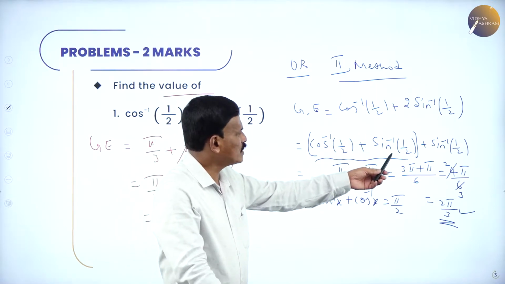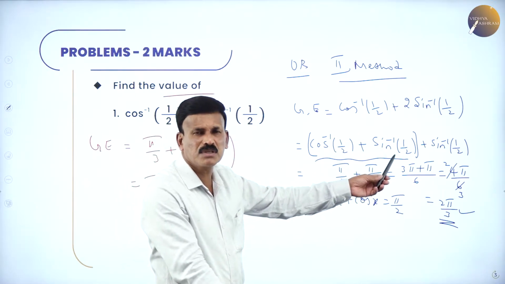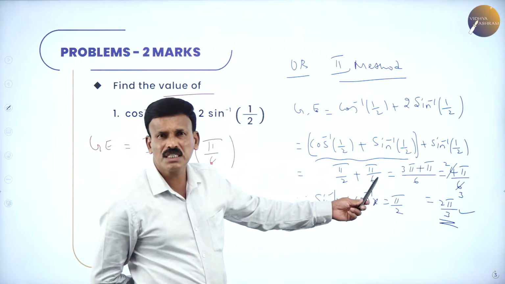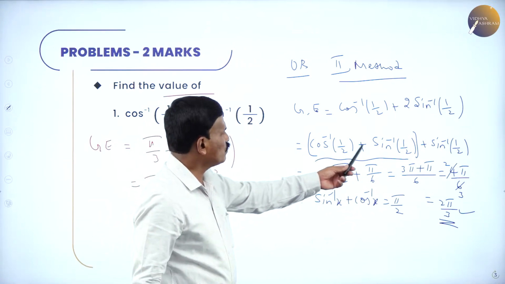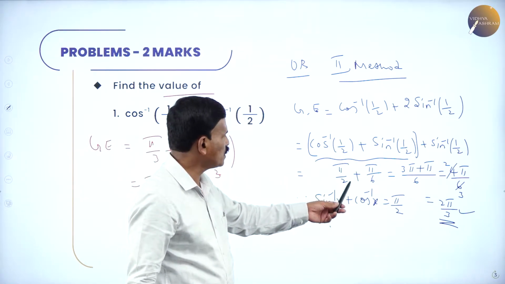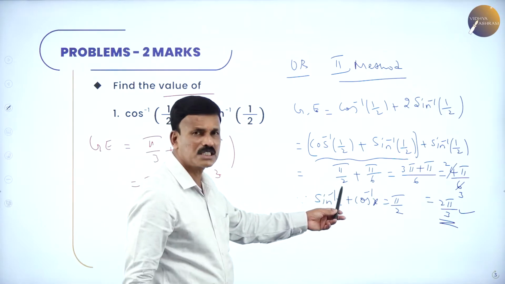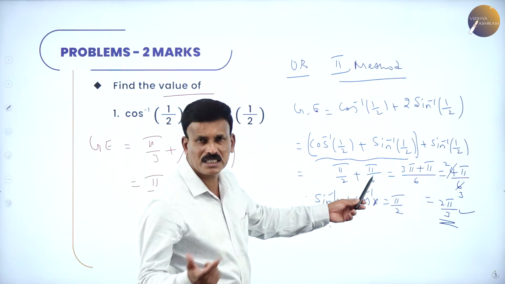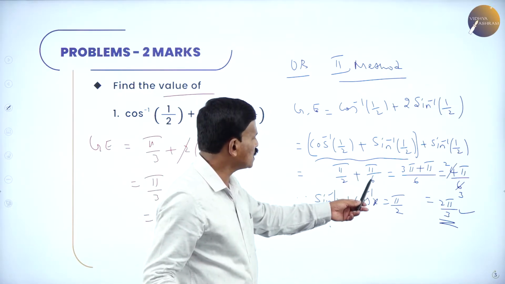Or otherwise you can use the property. Since 2 sine inverse x can be written as sine inverse of x plus sine inverse of x, that is sine inverse 1 by 2 plus sine inverse 1 by 2 is 2 sine inverse 1 by 2. Cos inverse 1 by 2 plus sine inverse 1 by 2 is of the form sine inverse x plus cos inverse x, which is pi by 2. This entire quantity can be written as pi by 2 plus sine inverse of 1 by 2, which is nothing but 30 degrees. Sine 30 is 1 by 2. So that is nothing but pi by 6.